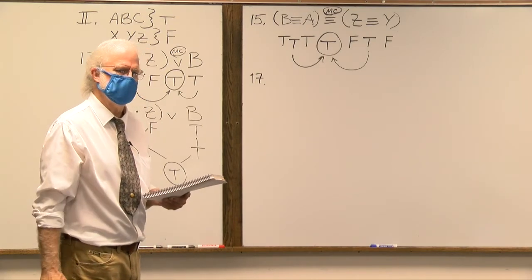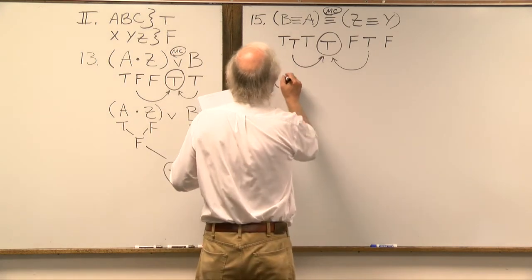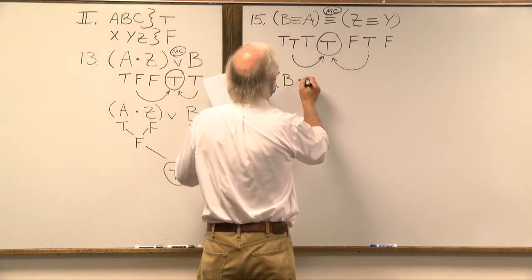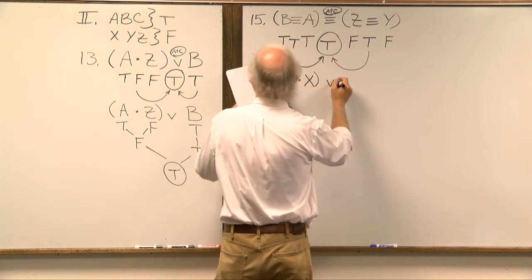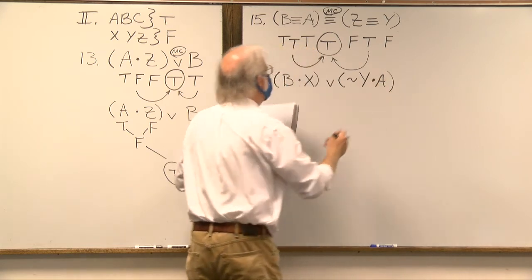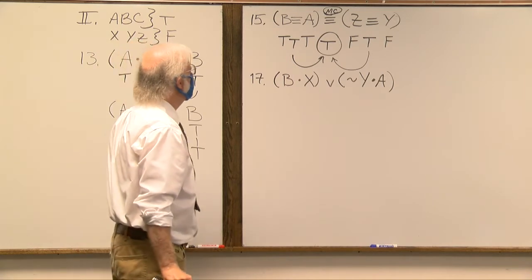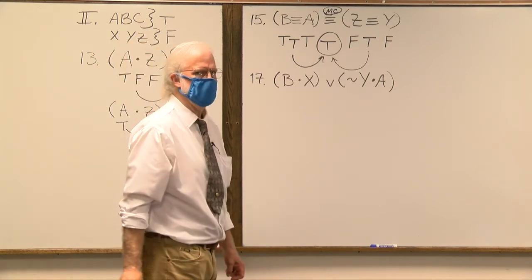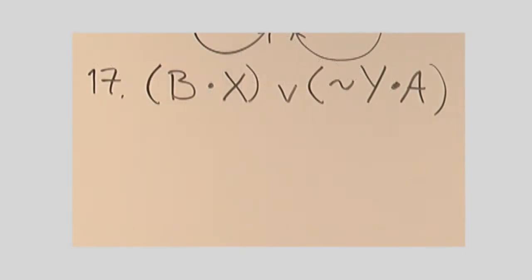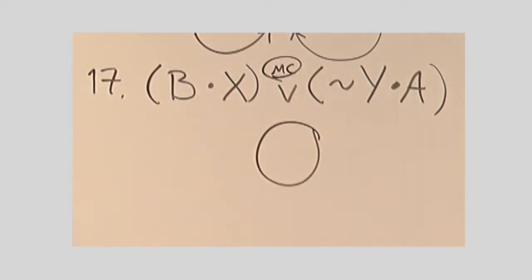17 adds more characters, but don't let that intimidate you. This method especially shows you can only do this one step at a time. If you do it one little step at a time, you'll get the right answer. Here what we've got is either both B and X, or both not Y and A. What we want to do here is identify the main connective, that's the wedge, so my answer is going to occur under the wedge.